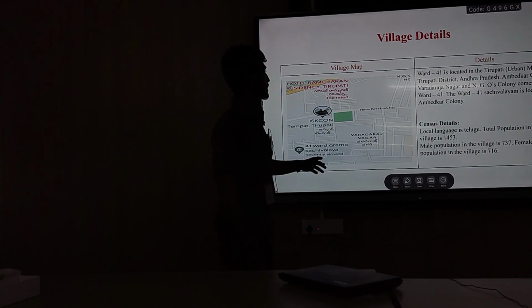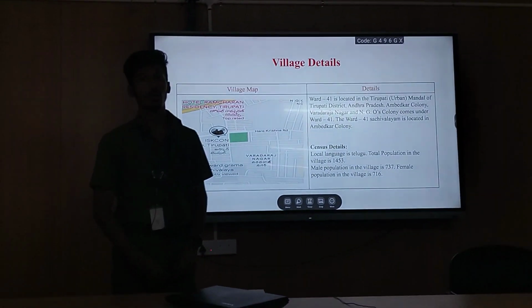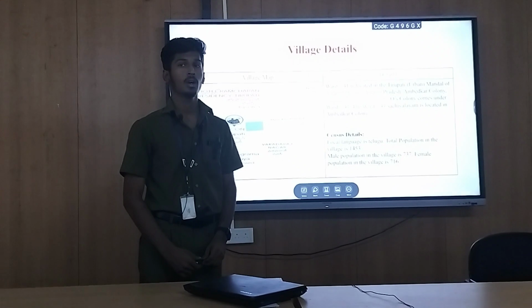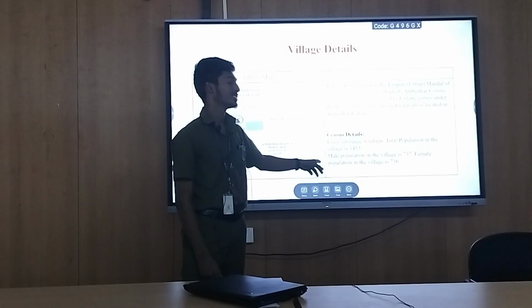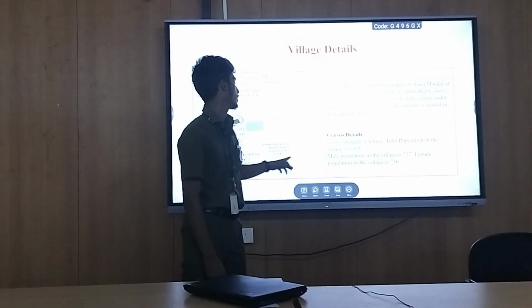This is the village details, and this is the Ward 41 map. In Ward 41, Ambedkar Colony, Vardraj Nagar, NGOs Colony comes under the Ward 41 village. The total population in Ward 41 is 1453, which consists of 737 male population and 716 female population.